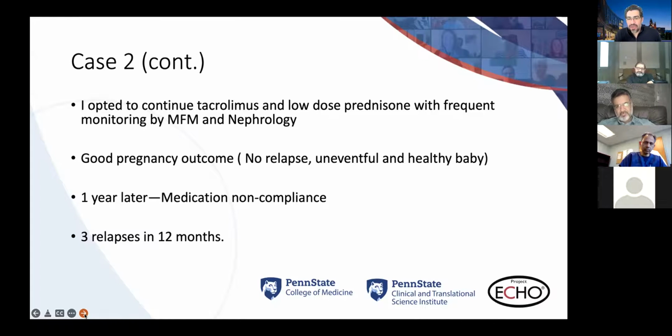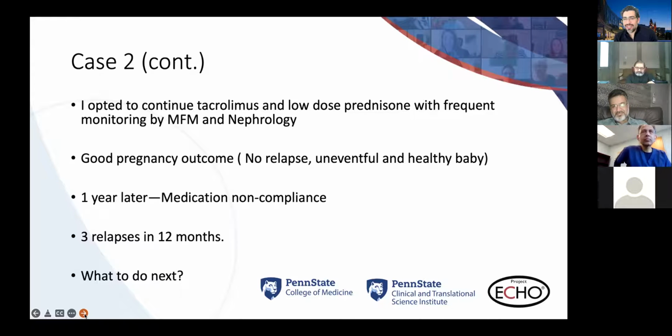I think with the compliance, taking care of the young child, she would say that she would miss some doses of the medicine here and there. And then she started having relapses again. What would you do next? Now she doesn't want to get pregnant again.